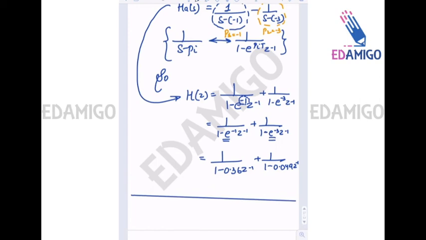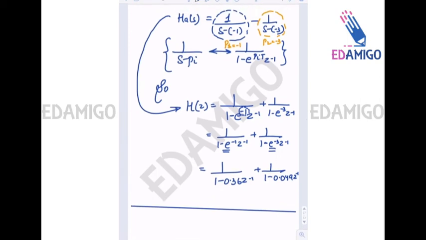So this much is sufficient in the case of impulse invariance transformation. In the next part we will be looking at bilinear transformation. That will be method 3, and that will finish the IIR filter design.